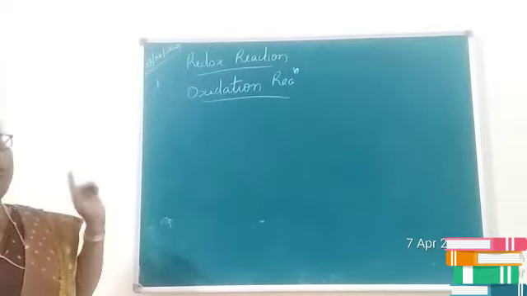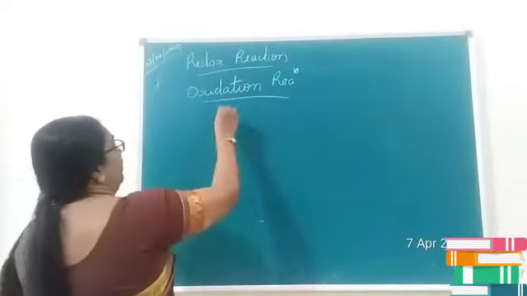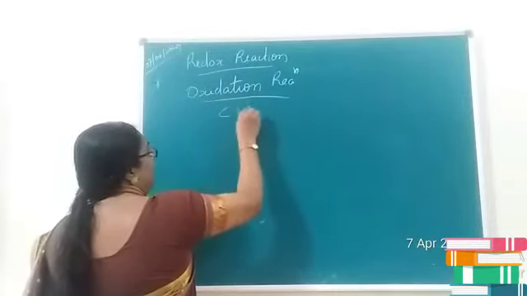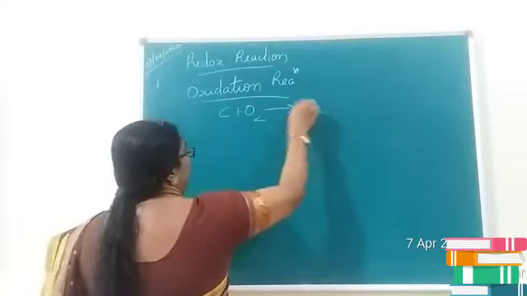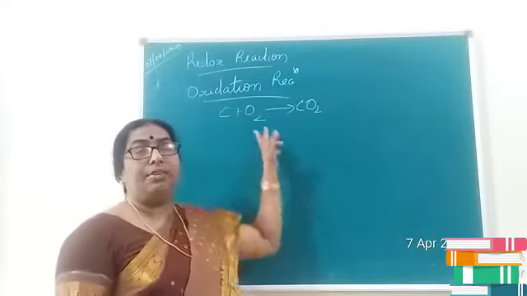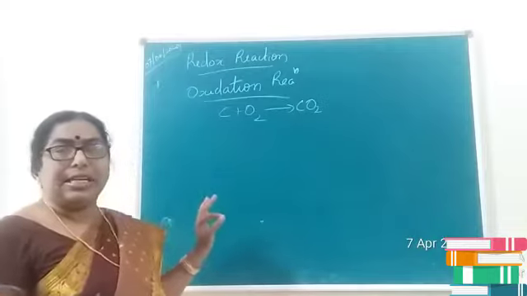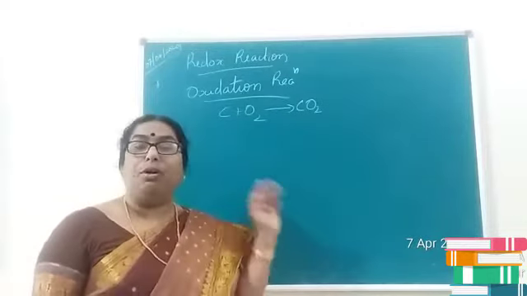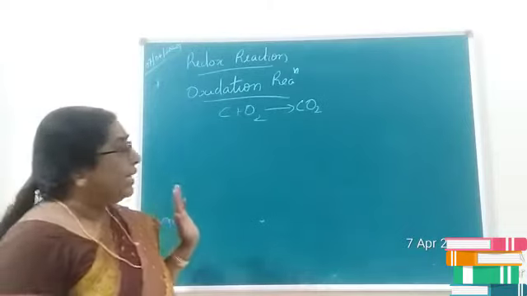involves removal of hydrogen. For example, if you consider carbon combines with oxygen and produces carbon dioxide, this is an example of an oxidation reaction, the reaction which involves addition of oxygen. In the same way, the reaction which involves removal of hydrogen is termed as oxidation reaction.